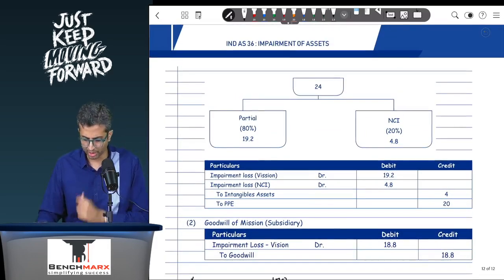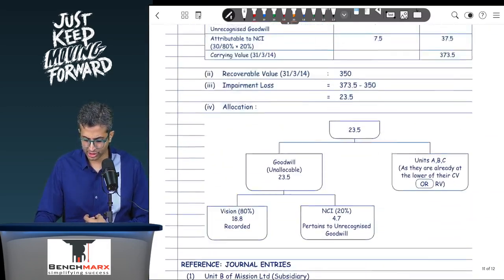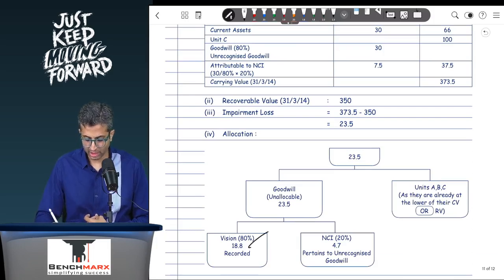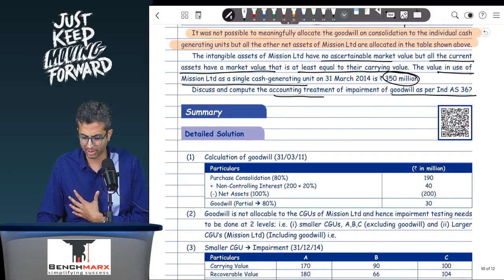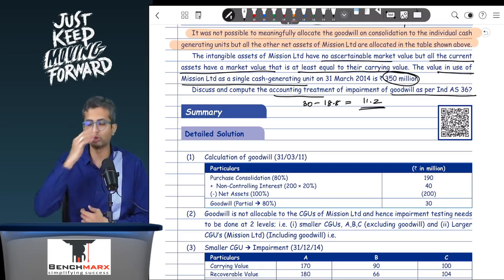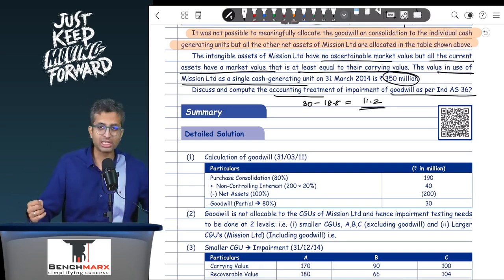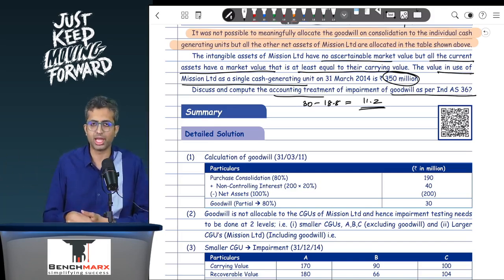will continue to appear. So over here I think if we go to see over here, 18.8 will be recorded, 4.7 is pertaining to unrecognized goodwill, and hence there is no separate impairment. So compute the accounting treatment of impairment of goodwill. So out of the 30, 18.8 will be subtracted, and hence 11.2 will be the remaining goodwill which will be there in your books, the remaining. Technically, you can say 7.5 minus 4.7, but because 7.5 is not appearing, you cannot impair out of a non-existing goodwill. So these three are the important questions.